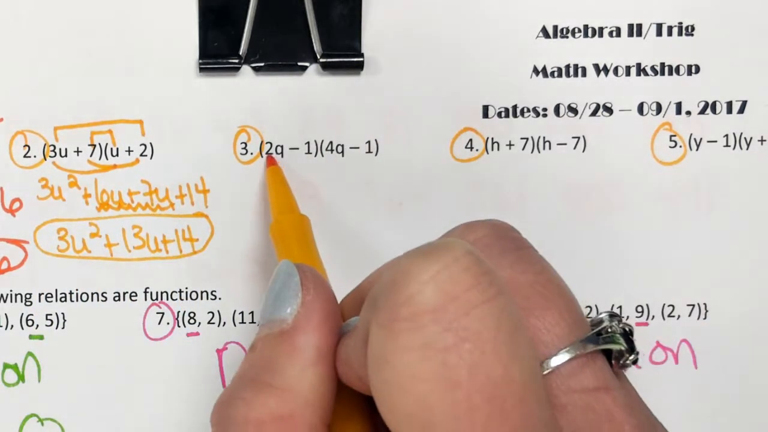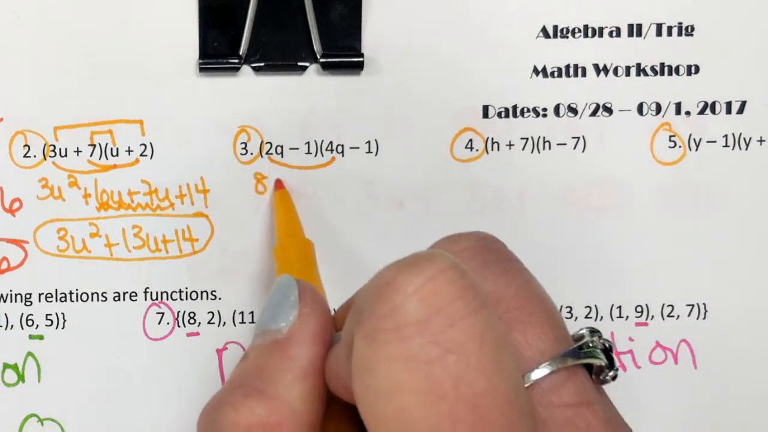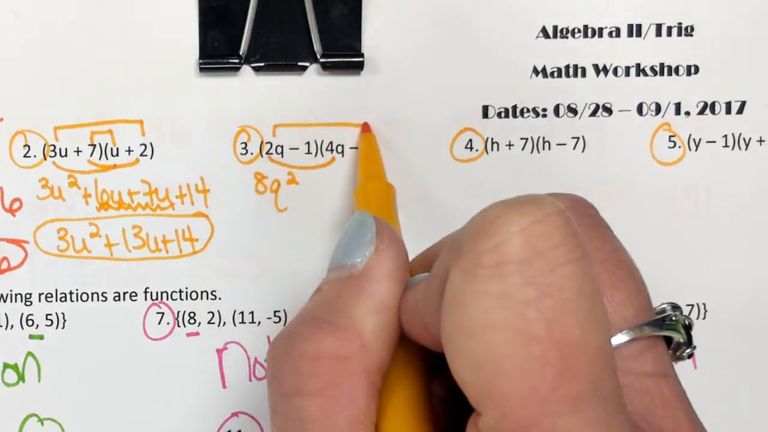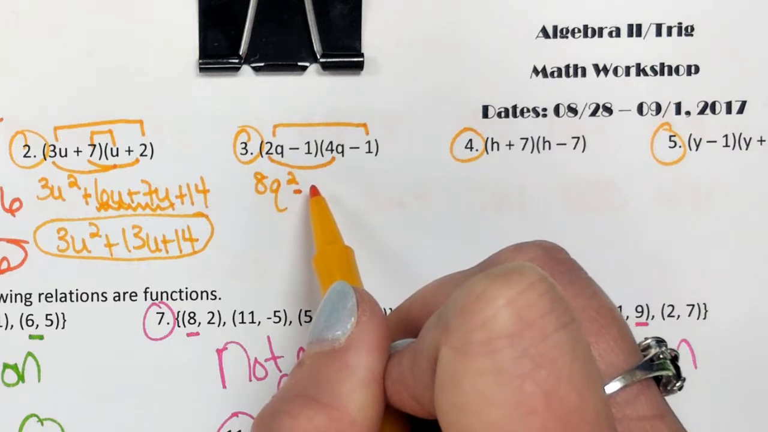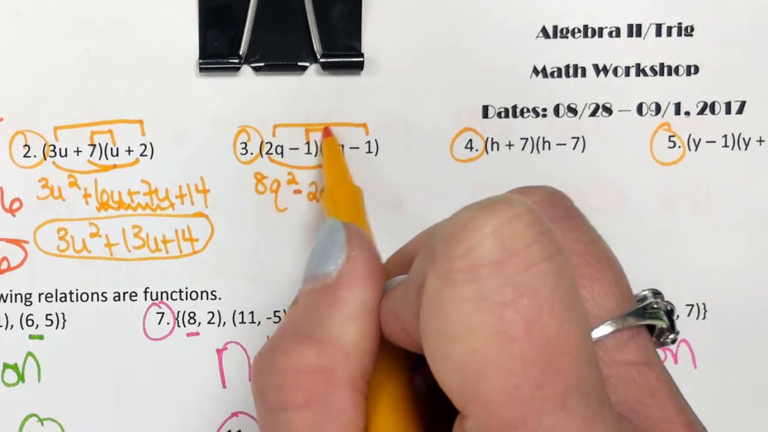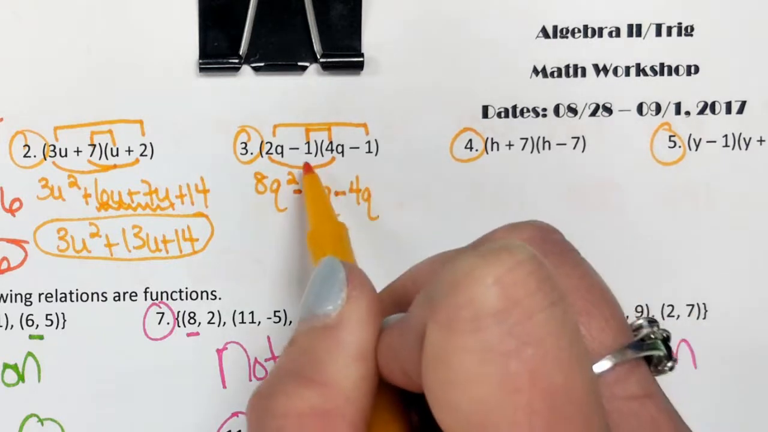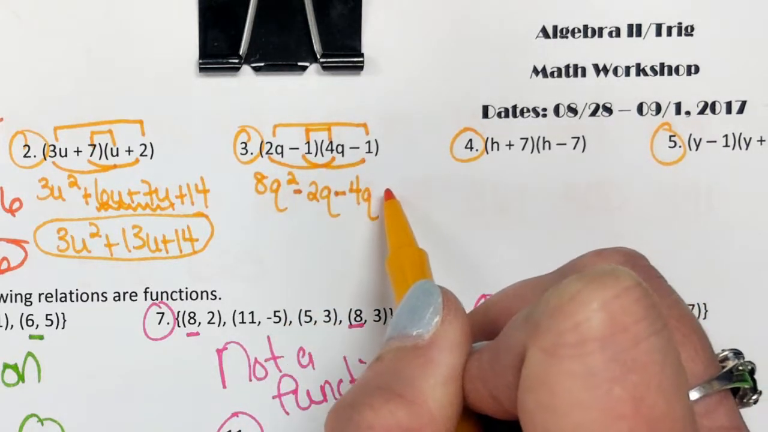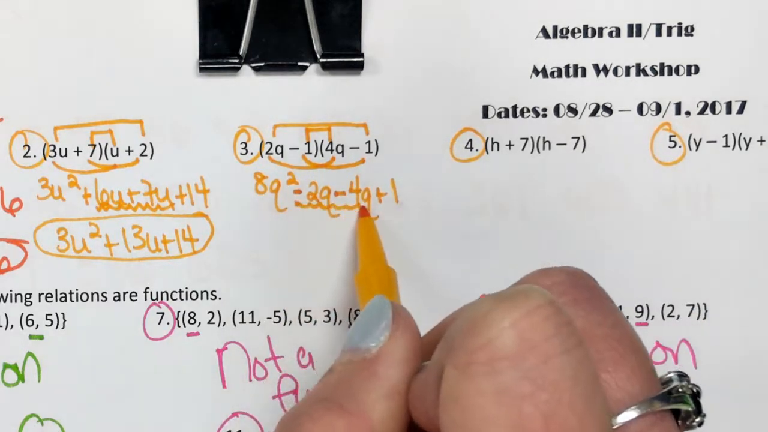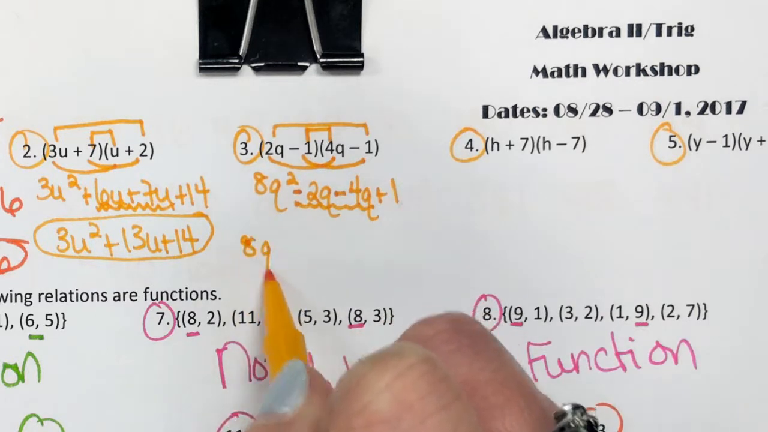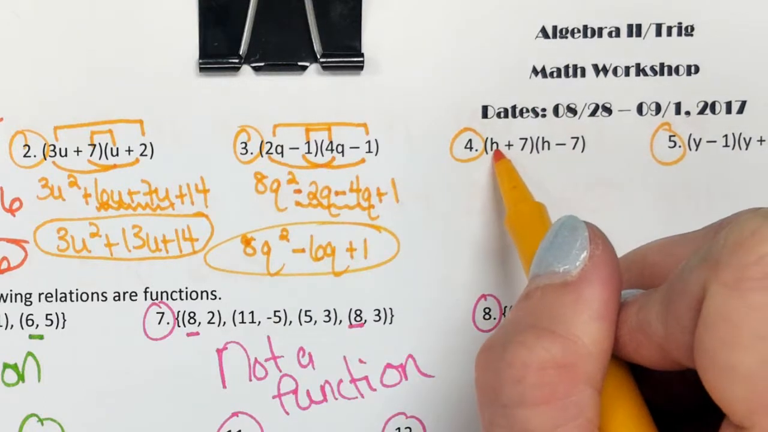All right. What about number 3? What'd you get for your first? 8q squared. Yeah. And then your outer? Yeah, negative 2q. There you go. And your inner? Yeah, there you go. Be careful on your last. What's negative 1 times negative 1? Positive 1. There you go. And if you do it right, negative 2 minus 4, be careful. How much is that? Negative 6. Perfect. Good job.